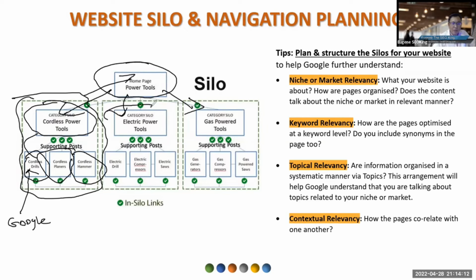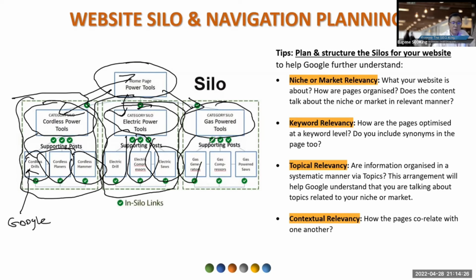Now Google looks at the category of electric power tools, and Google sees electric drill, compressor, and saw. Then Google will say that this group of pages is talking about electric power tools. Then Google will look at the same thing for gas power tools. These are the 3 pages. And Google looks at this.